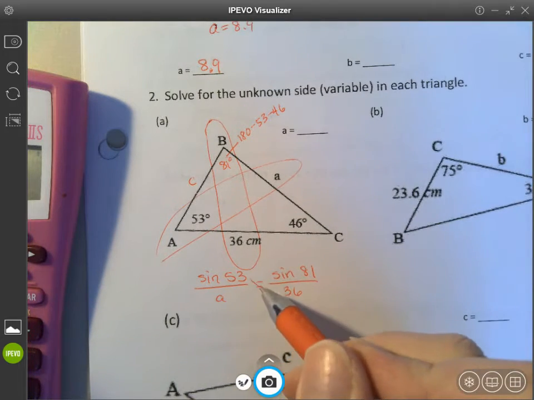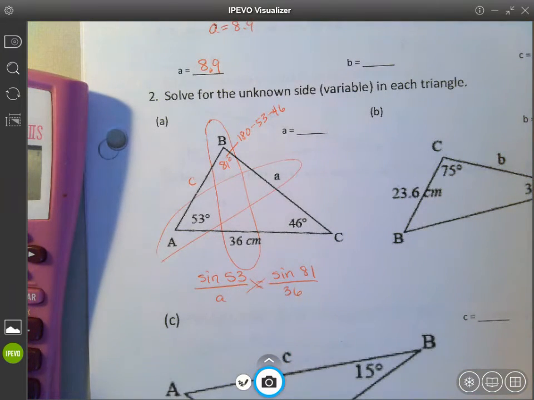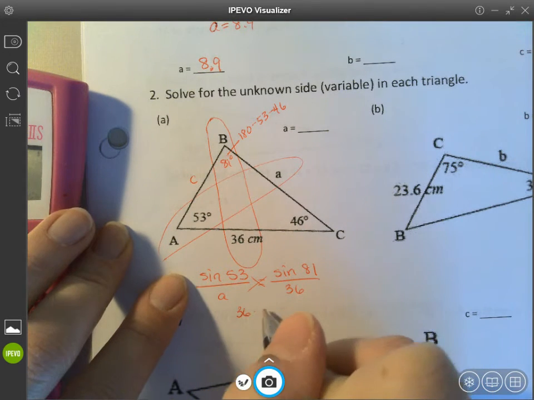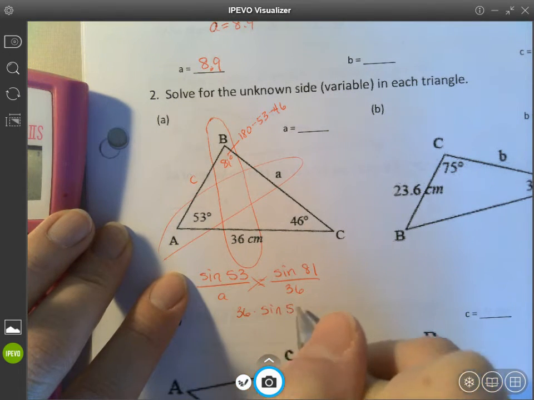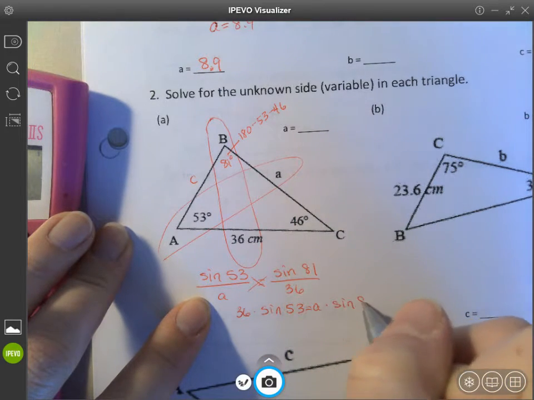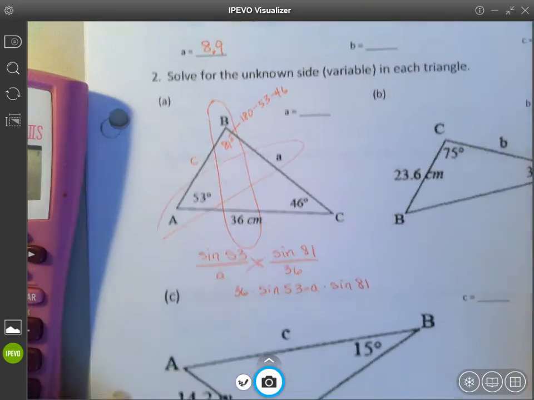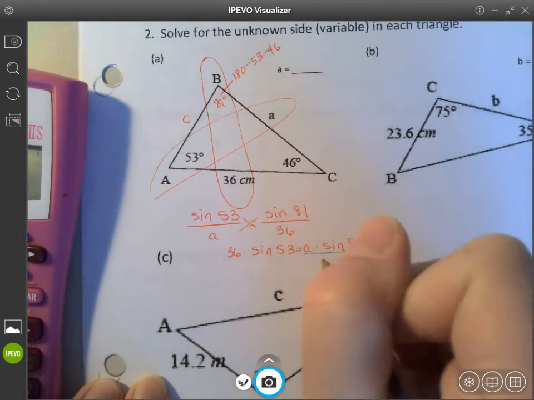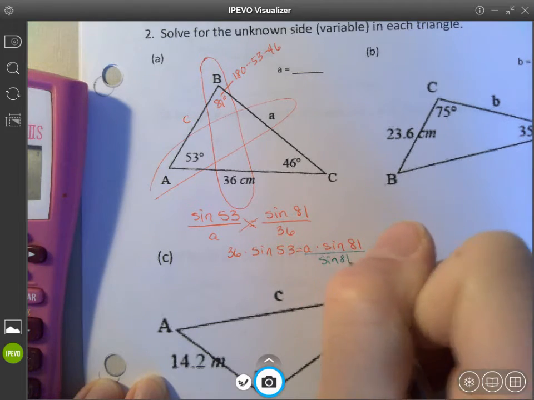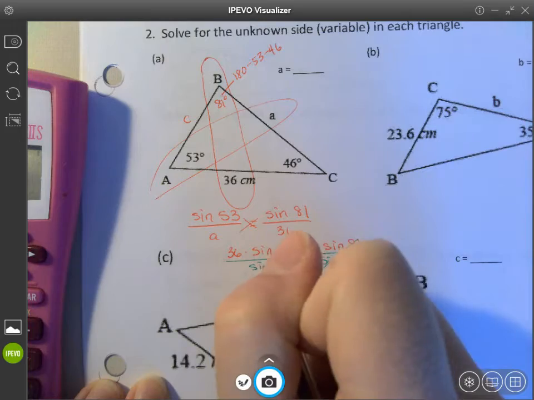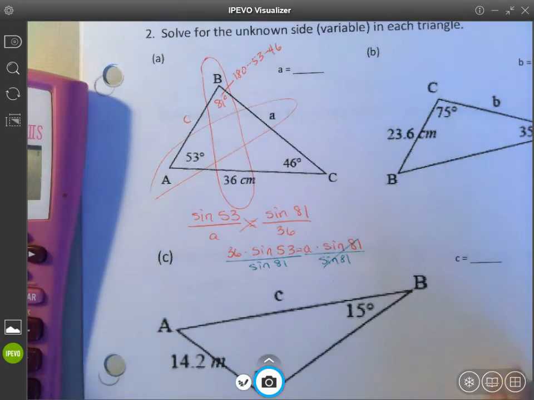And ladies and gentlemen, we are just cross multiplying the same. It's not a great worksheet to show work because there's not a lot of room. It's 36 times sine 53, and that equals a times sine 81. So essentially, we're doing the same thing we did in the top. And to solve this, there's my variable a. I'm dividing out sine 81. Remember, 81 is not a number. It's sine 81. The sines don't cancel out. You have to type it in the calculator.